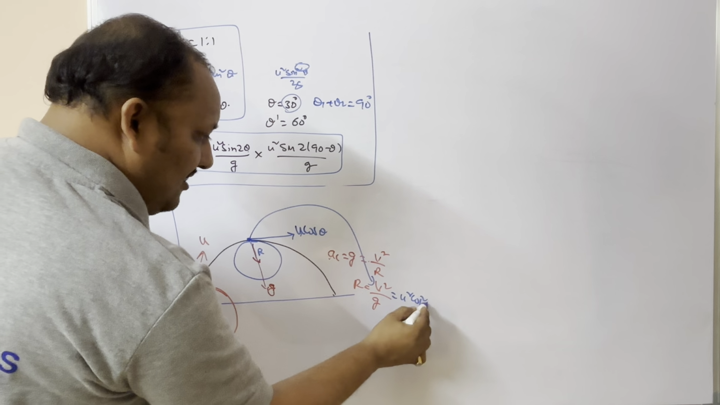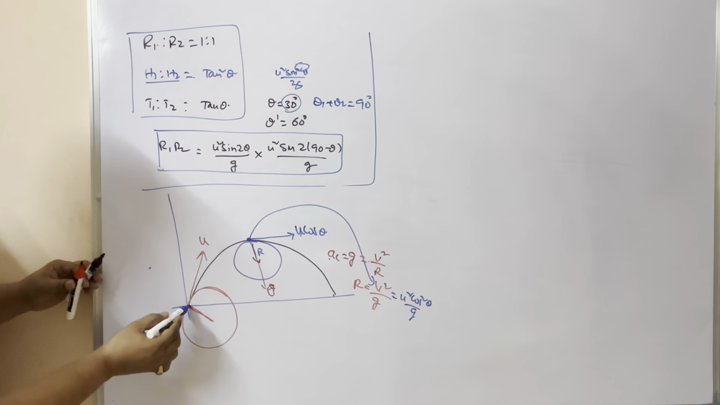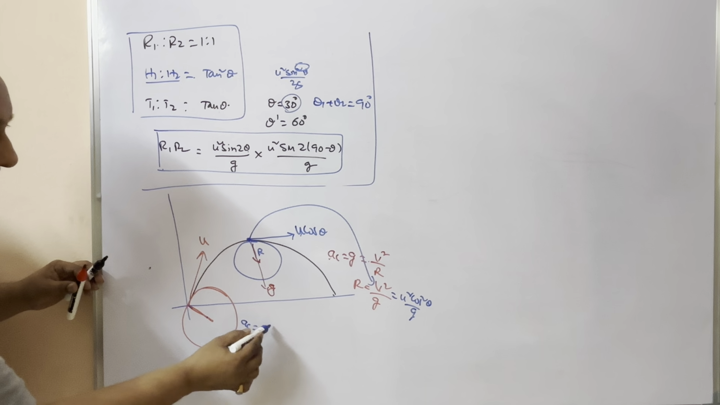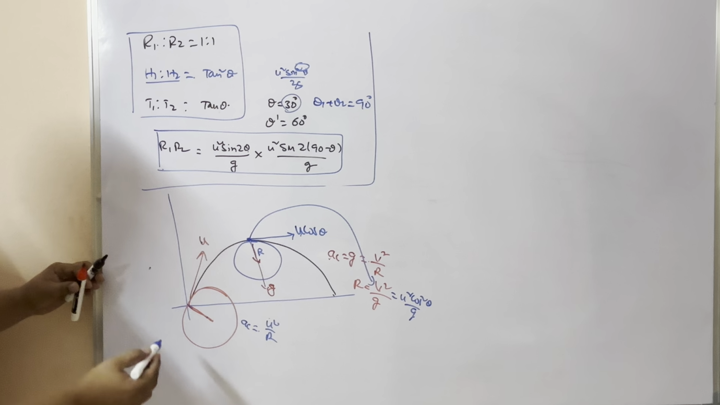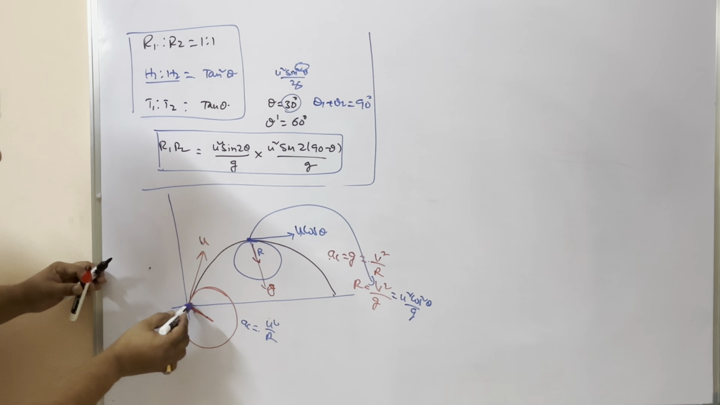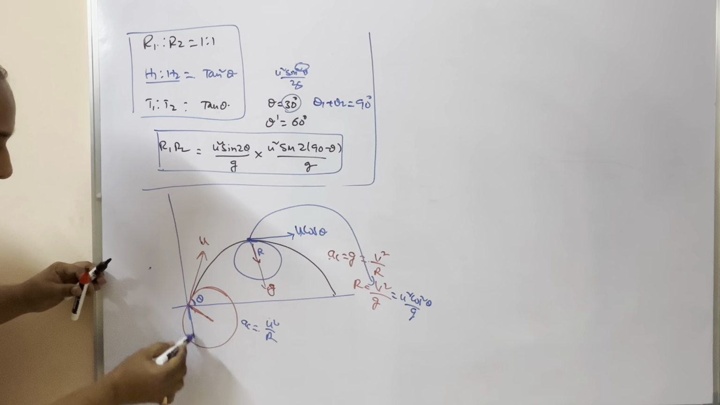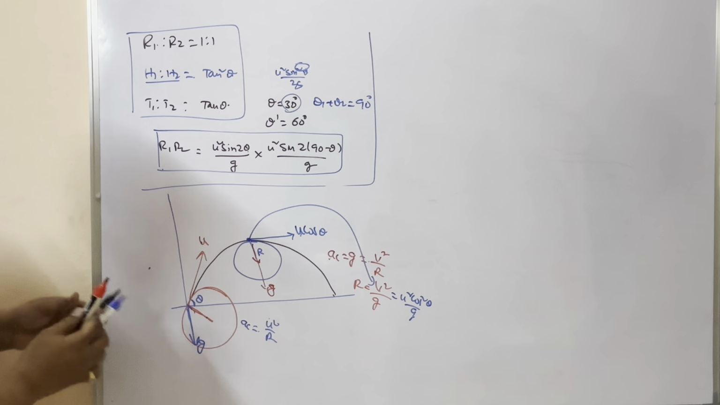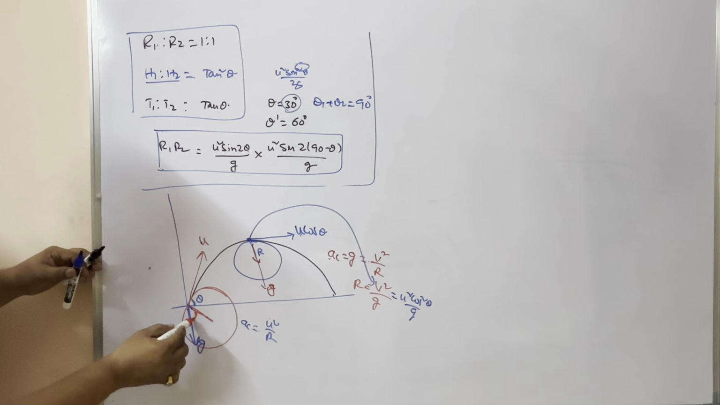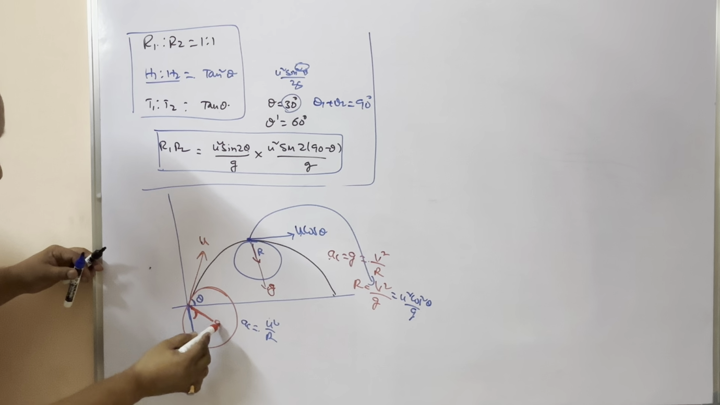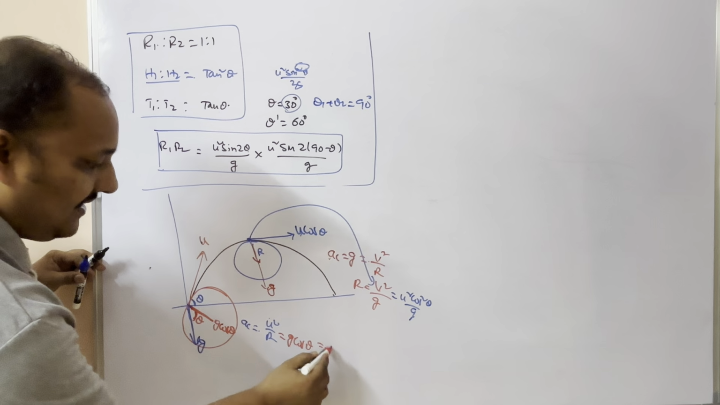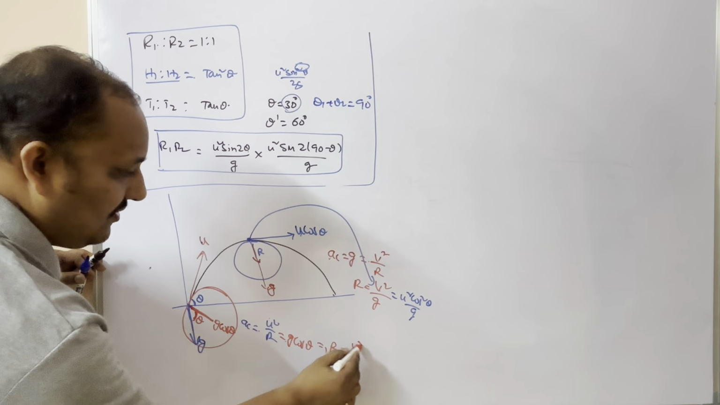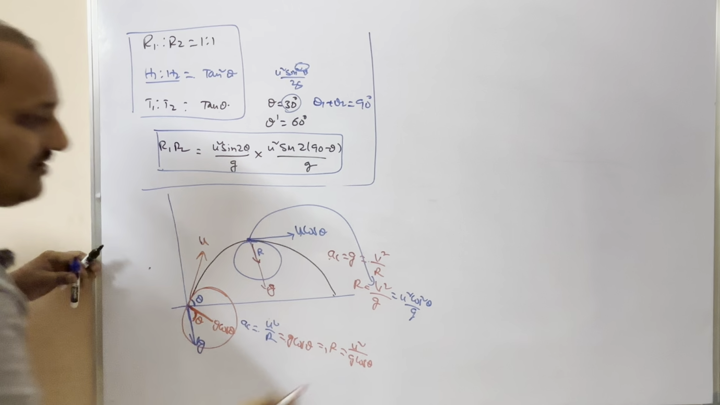Therefore u square cos square theta by g. Here also the same formula you will get. AC is equal to u square by r. Here the initial velocity is u. Then what is the acceleration due to gravity on this? It is going to be theta. Acceleration due to gravity will be downwards, isn't it? This is going to become theta. So therefore acceleration due to gravity is g cos theta. So from here r is equal to u square by g cos theta.